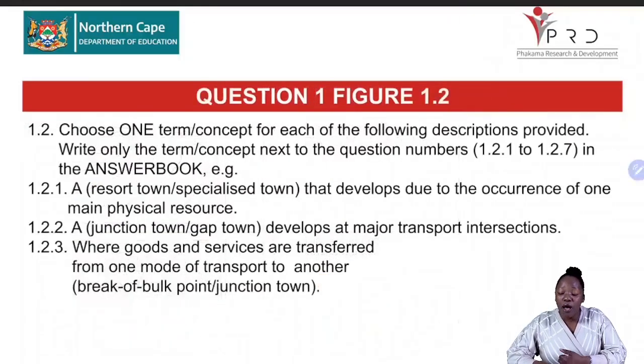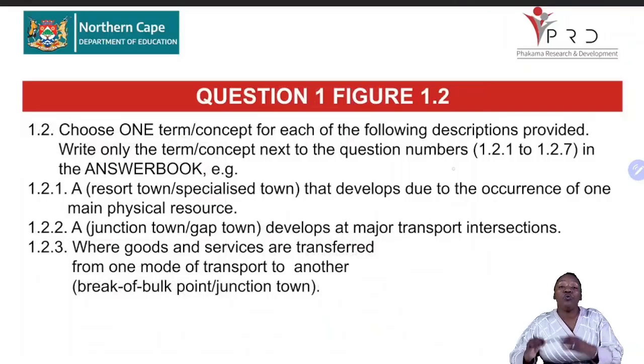Then we're moving right along to our figure 1.2. Remember, figure 1.2 is also another short objective question. So here it says choose one term or concept for each of the following descriptions provided. You write only the term or the concept next to the question number. Remember, you don't have to rewrite the whole statement because you're going to waste time and you end up not finishing your exam. So if the question says write a letter, you write a letter. If they say write a term, you only write a term. And then again, you need to be careful of the numbering.